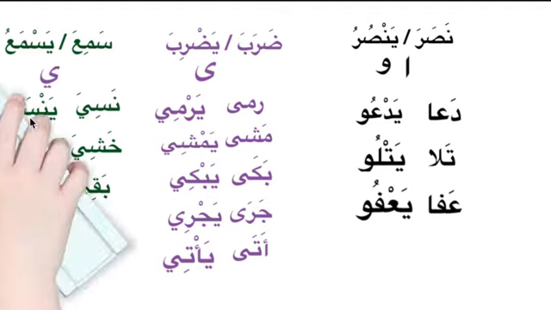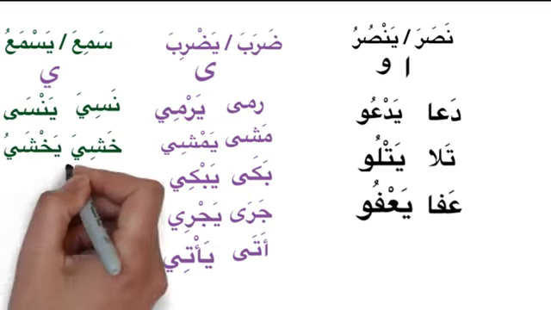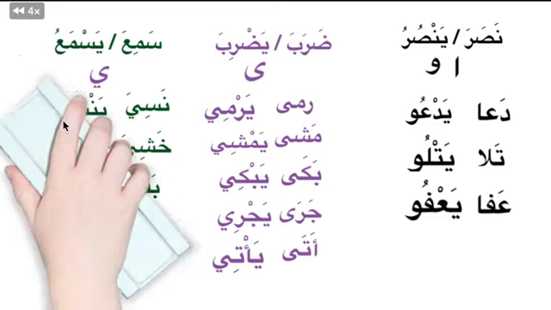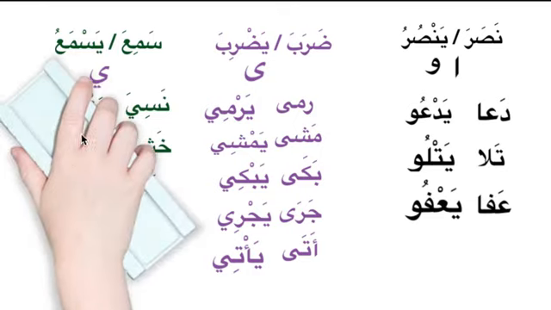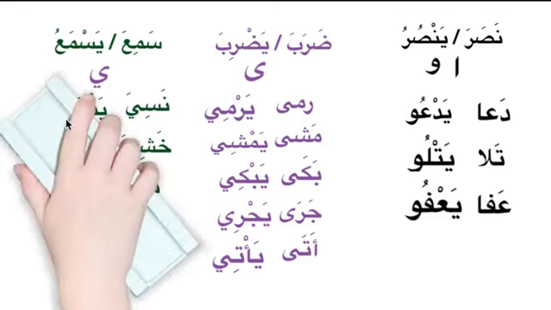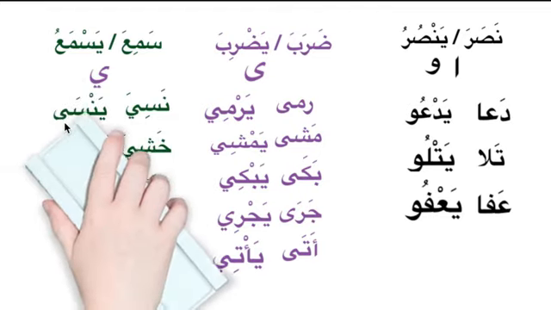We take away in mudari' the sign of dhamma, so it becomes yansa. Yansayu will be yansa, he forgets. Khashiya, yakhshayu, will be yakhsha. And baqiya. What's happening here is, because there is a sign of fatha, the dots of ya are taken away and it's turned into alif maksura. We don't write the dots, we just take the dots away. So the dhamma is gone, and also the dots of ya, so it becomes yansa, yakhsha. Take away the dhamma, take away the dots, and baqiya will be yabqa.